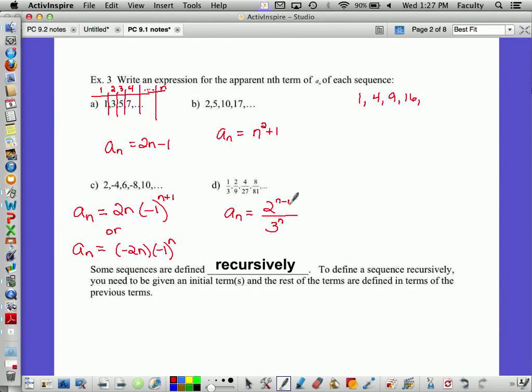Alright, so this will be a challenge for us in general, but now you know, okay, I can look for a common difference, I can look for perfect squares, I can look for a number to a power, I can alternate my signs if I need to. Alright, some sequences are defined recursively. To define the sequence recursively, you need to be given an initial term, and the rest of the terms are defined in terms of the previous terms.